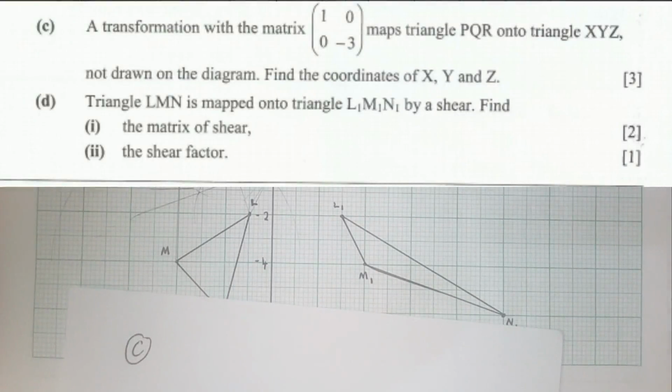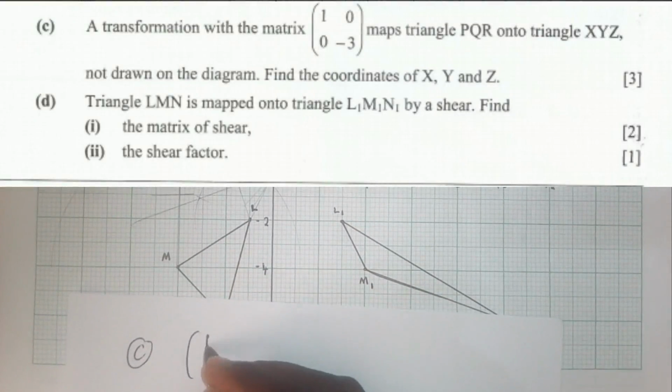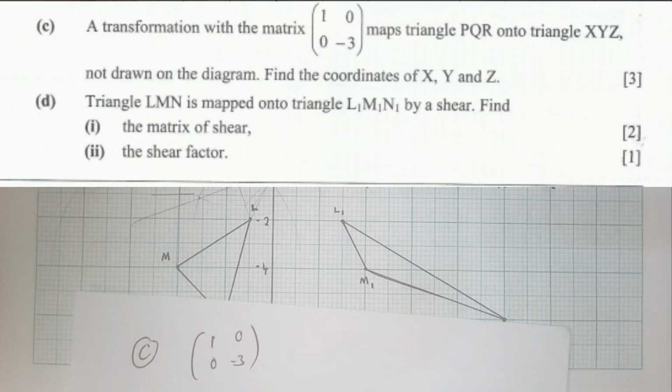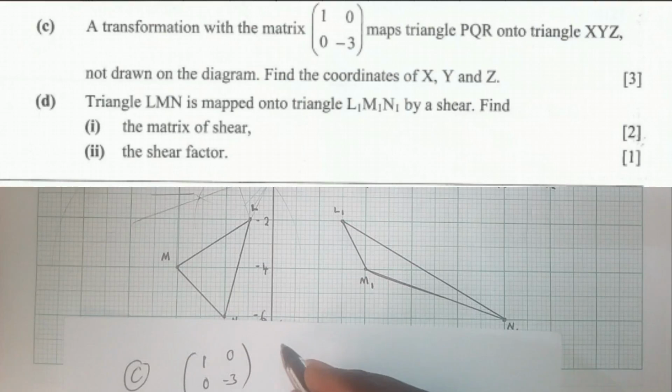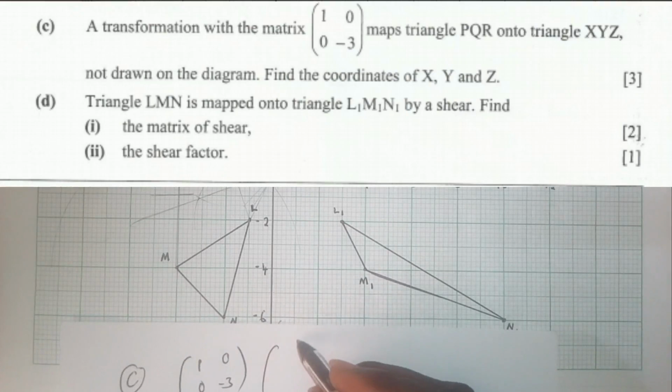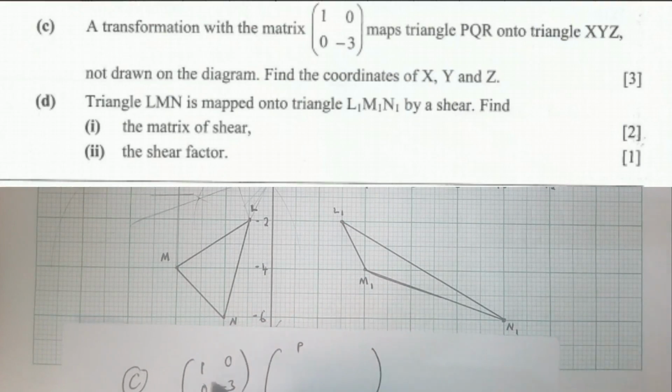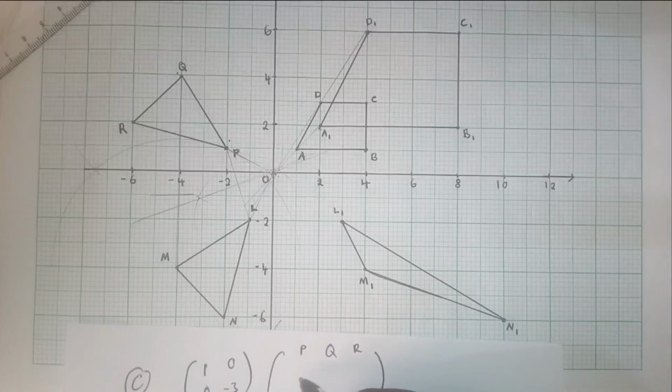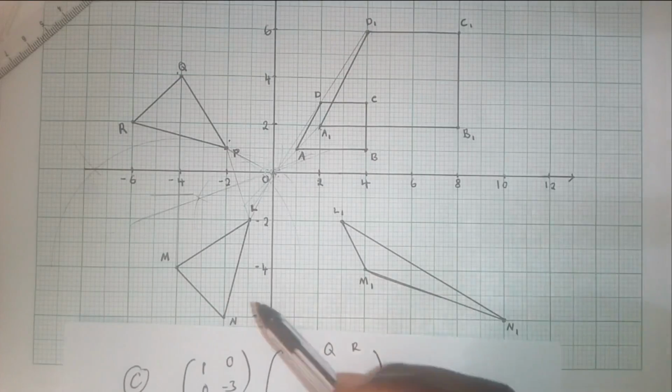A transformation with the matrix 1, 0, 0, negative 3 maps triangle PQR onto triangle XYZ, not drawn on the diagram. Find the coordinates of X, Y, and Z. So what we basically do here is we need to multiply this matrix by the coordinates of matrix P or triangle PQR. So we need to find the coordinates of P. So what are the coordinates of P?